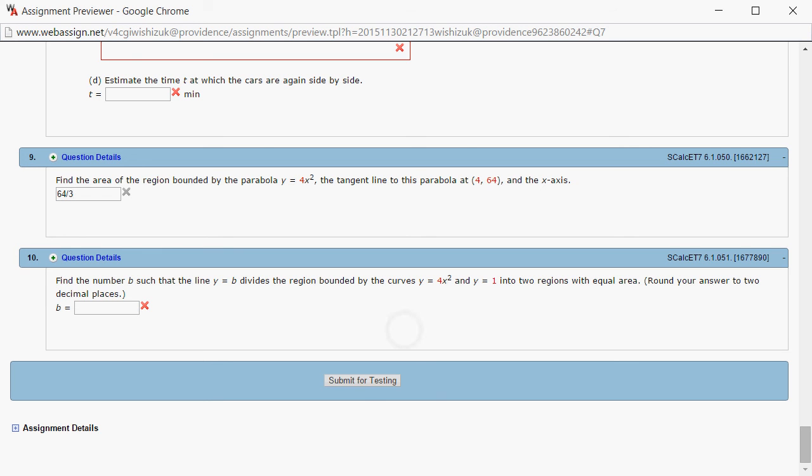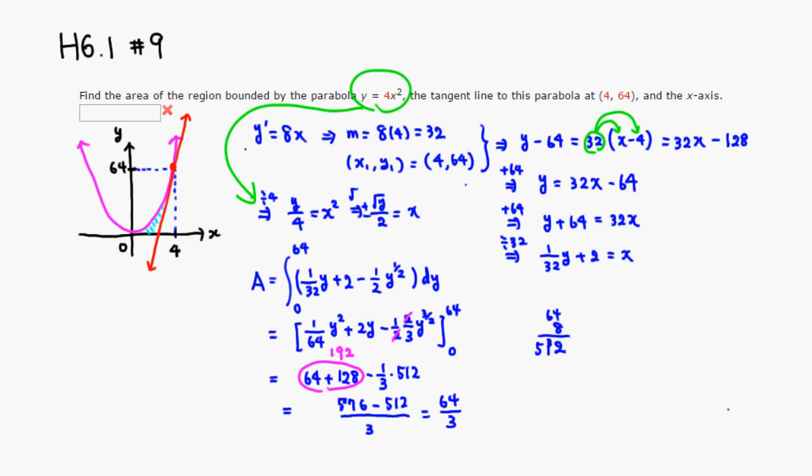Alright, so let's submit for testing. It came back and looks like we got this one correctly. That's it. I hope that this was clear.